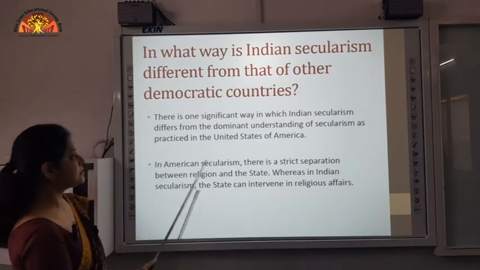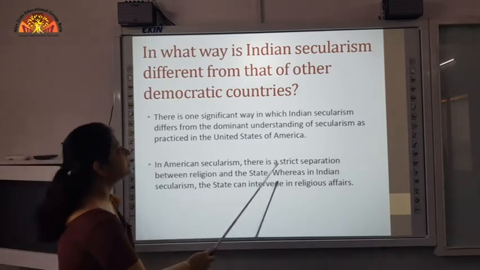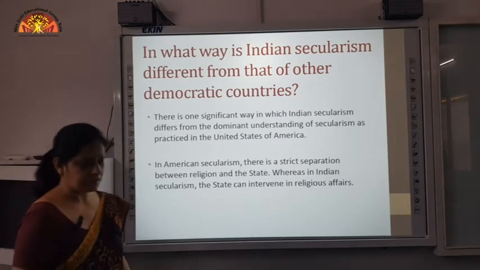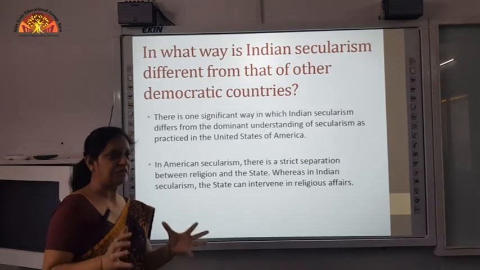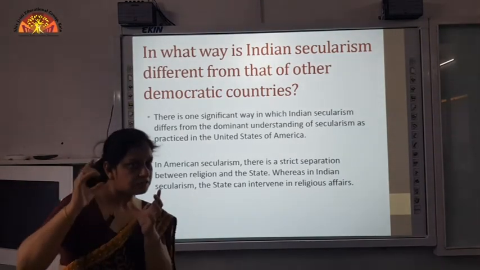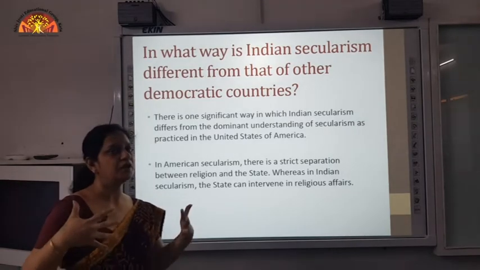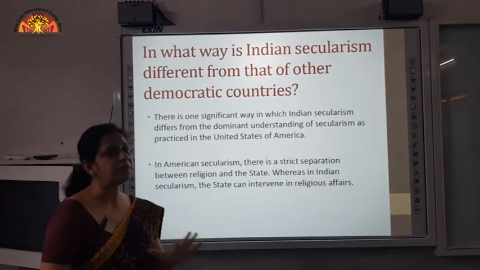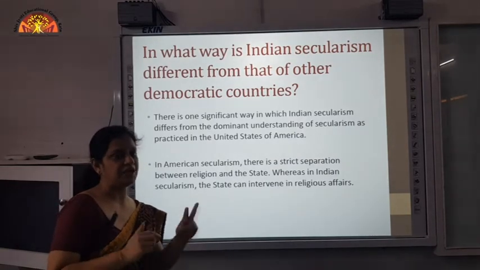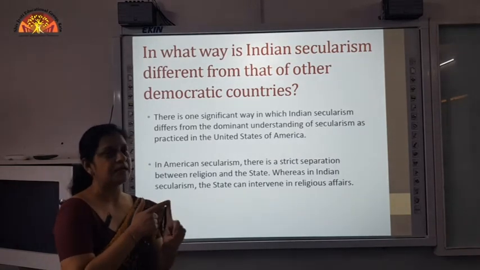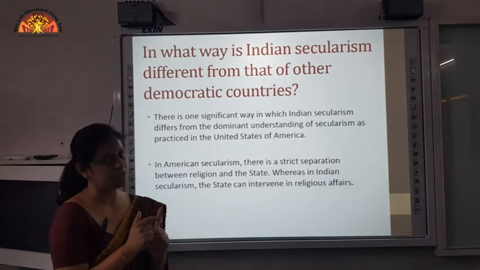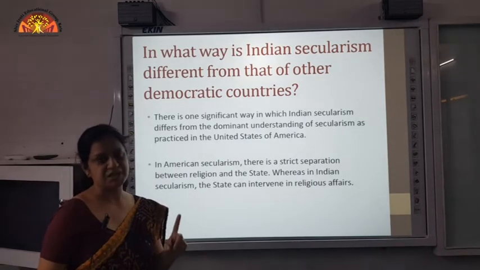In American secularism, there is a strict separation between religion and the state. Neither the state nor the religion can interfere in each other. They are completely and totally different. Whereas in India, the state can intervene in two cases. One is untouchability, and second, if the rights of minority groups are being hampered, the state can intervene.